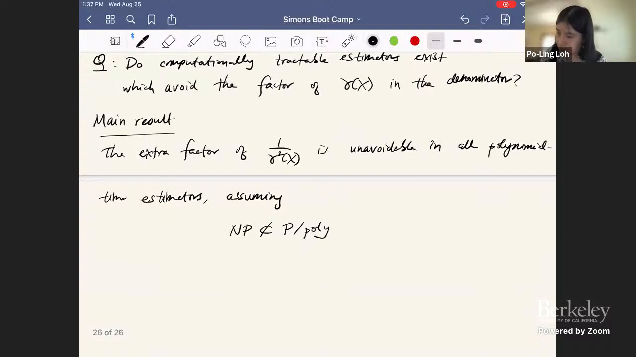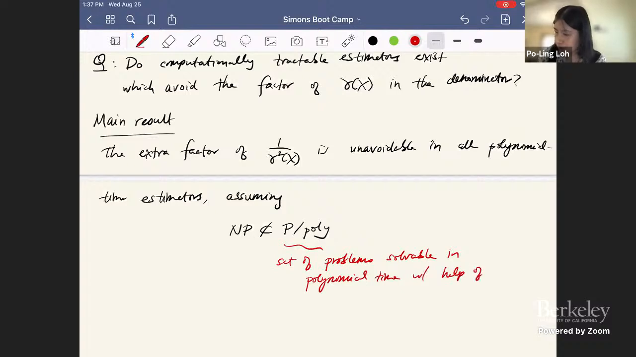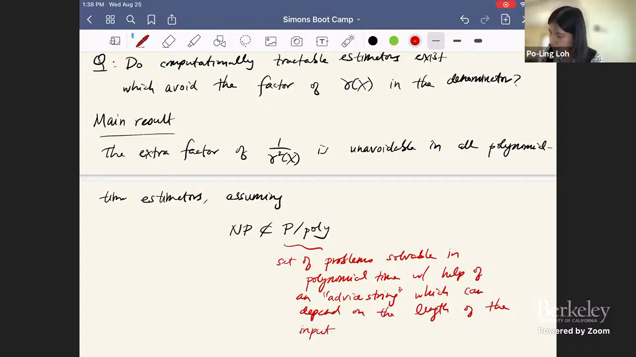Okay, and P/poly is the set of problems solvable in polynomial time with the help of an advice string, which can depend on the length of the input. I should say the advice string is polynomial in length.